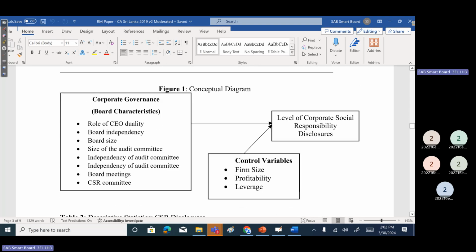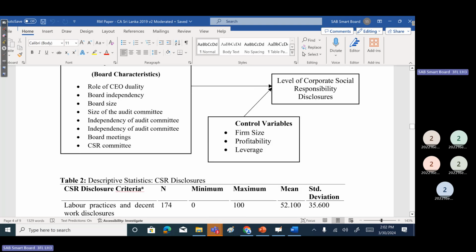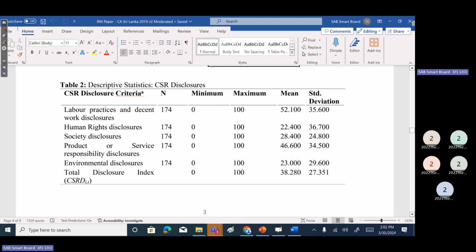So corporate governance board characteristics is going to be the independent variable. The dependent variable is the corporate CSR level of disclosure. There are control variables as well: firm size, profitability, and leverage. Those are common variables taken. Right. Then descriptive statistics has been given. The total CSR index is given, and the mean value is 38.28. These are out of 100 each.